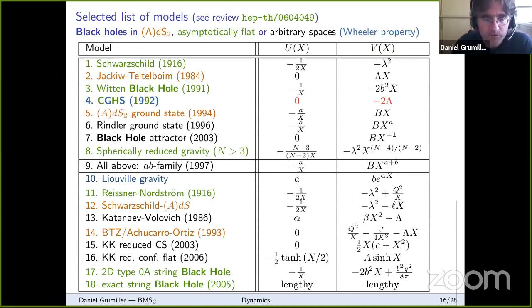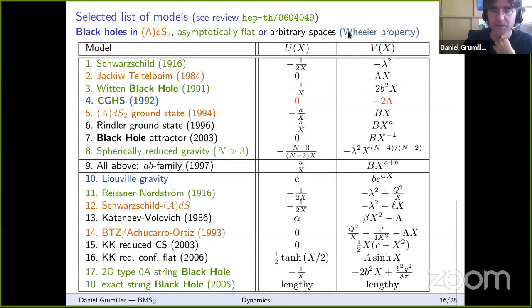Okay, so don't worry, I'm not going through this whole table here. This is just to show that, well, of these infinitely many choices for U and V, a finite but relatively large number has appeared in the literature, and this list is by no means exhaustive. There's some color coding, so these orange or brown entries are asymptotically de Sitter or anti-de Sitter. The green ones are asymptotically flat, so we're interested in the green ones. And the blue ones have additionally the Wheeler property.